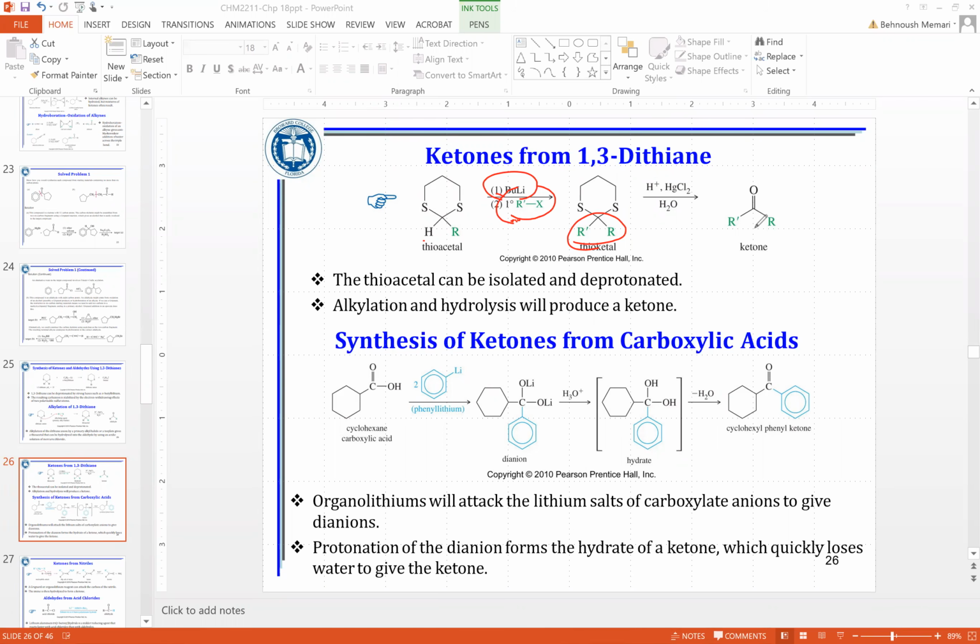Okay. To synthesize a ketone from a carboxylic acid, you can do a substitution reaction. What is the substitution reaction? Here you have your alkyl or aryl lithium. When you have your phenyl lithium, or organolithium, it doesn't have to be the phenyl group, any group would work. The phenyl lithium, in this case, is acting as a nucleophile.